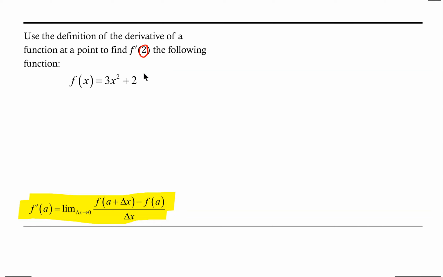So let's go ahead and get started. What we're interested in doing is finding f prime at 2. So that will be the limit as delta x approaches 0 of f of 2 plus delta x minus f of 2, all divided by delta x.